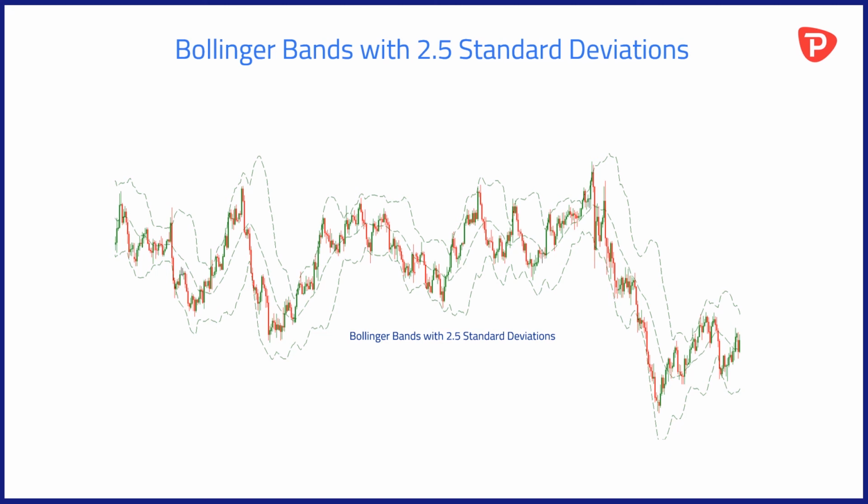However, when this setting is used and price does push the boundaries, you will generally get a very strong correction back in, which makes them good zones to potentially take profit if the market pushes out to the upper bands for a long position and the lower bands for a short position.